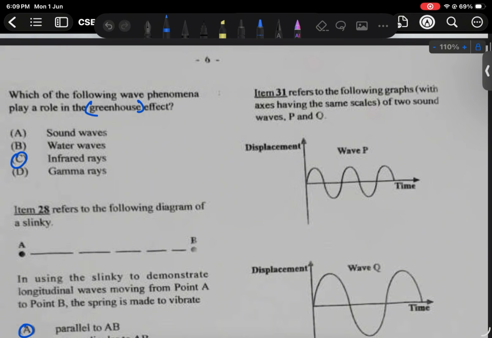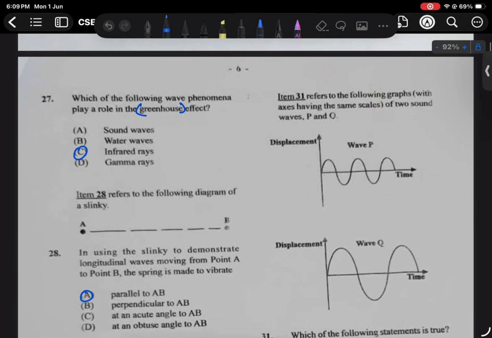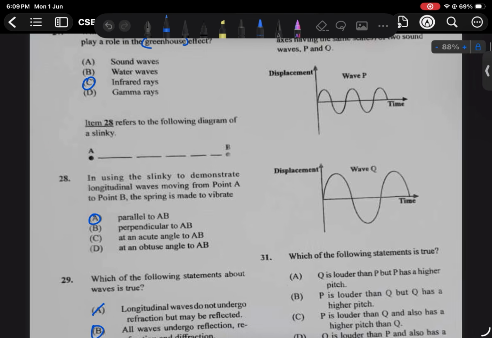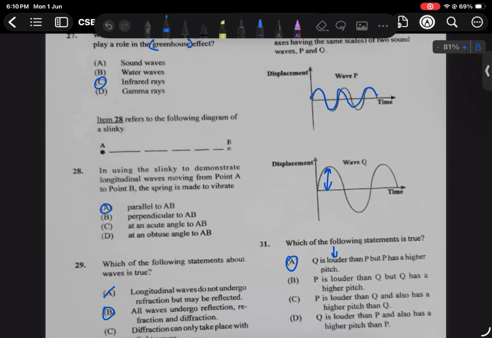Item 31 refers to the following graph, with axes having the same scales, of two sound waves, P and Q. Which of the following statements is true? Q is louder than P, but P has a higher pitch. Yes. Q has a larger amplitude, therefore the sound is louder, but P has a greater frequency. It has more waveforms, therefore it has a higher pitch.